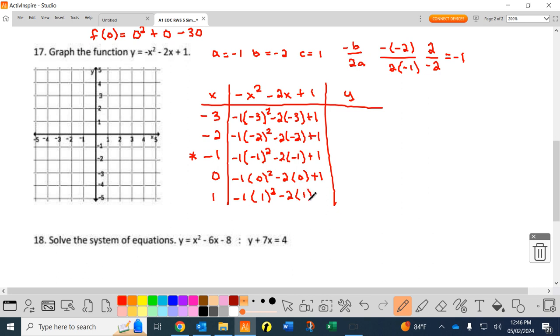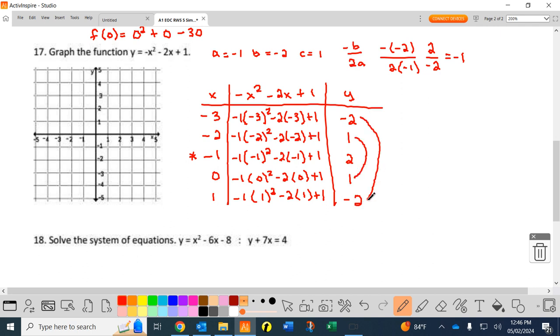As you work those out, again, pause the video, try working them out, see if you can get these answers. We got -2, 1, 2, 1, and -2. And remember, they are supposed to mirror each other on either side of that vertex.